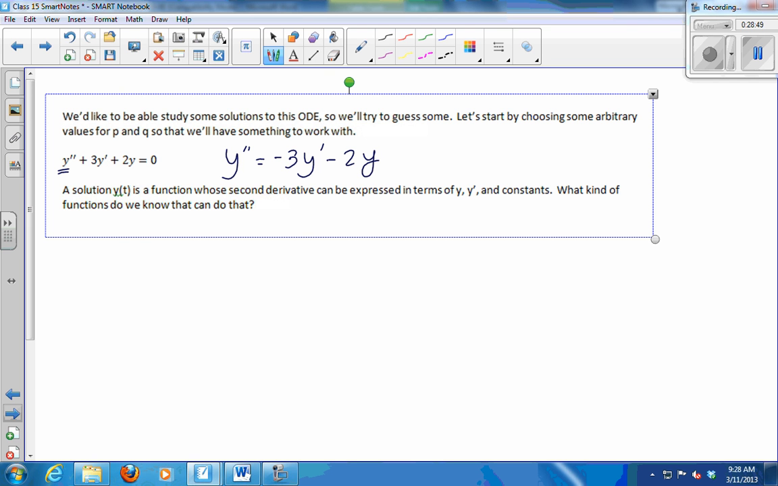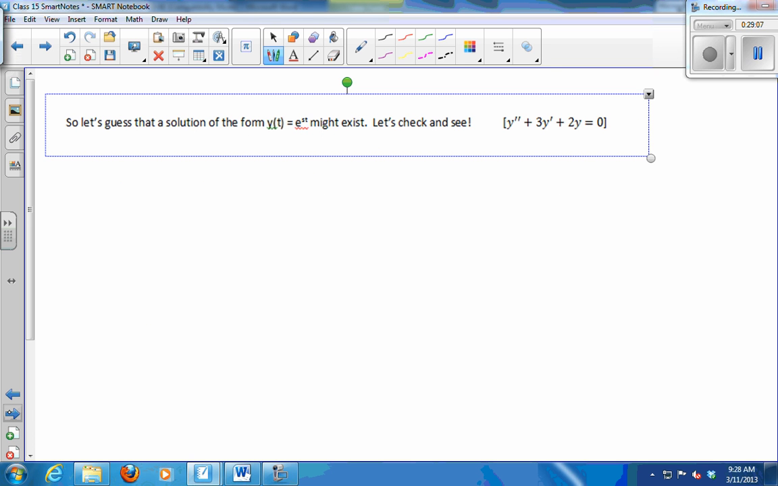So what kind of functions come to mind when you're thinking, I want its second derivative to equal its first derivative plus itself? E to the t, because it is its own derivative. So e to the t comes to mind. So we're going to guess that maybe there's a solution of the form e to the st, where s is just a constant. So let's check and see if we can make e to a constant t work.